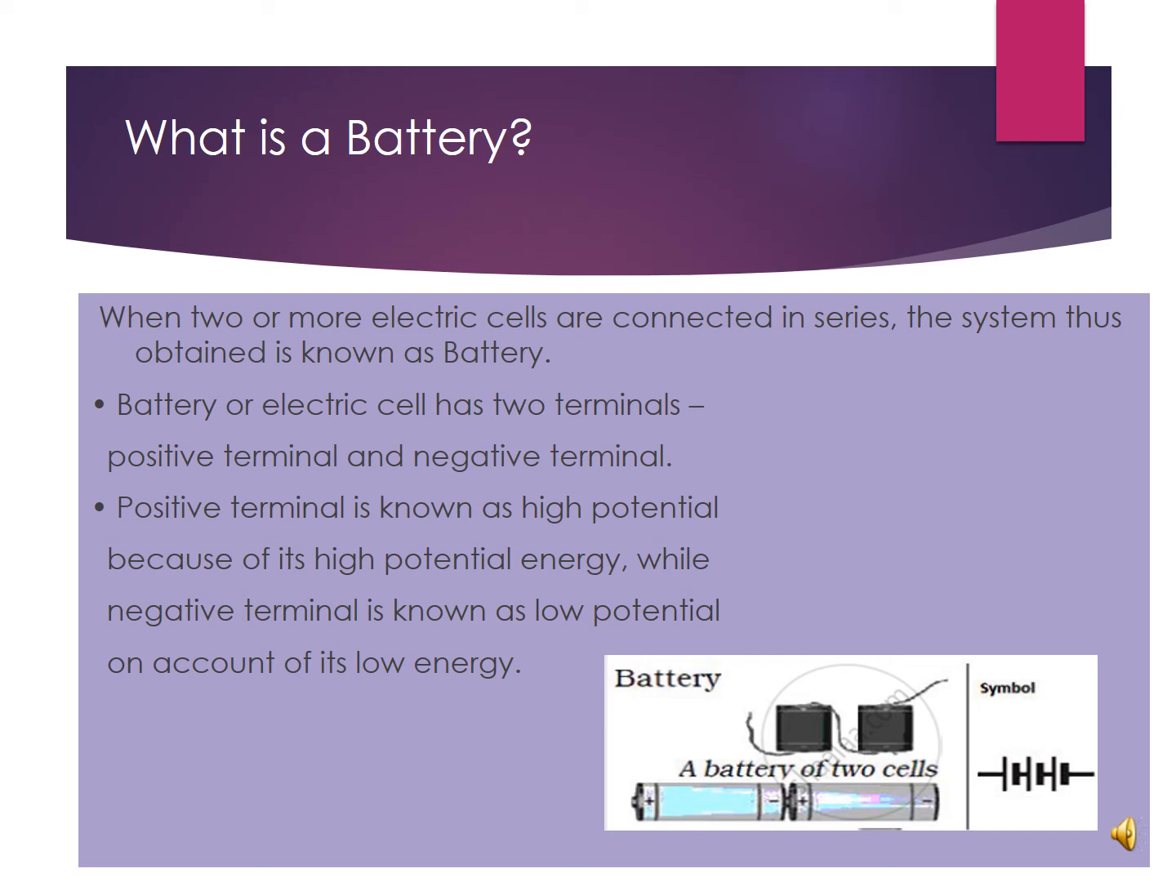As we were discussing, what is a battery? A battery is nothing but two or more electric cells which are connected in series. That system is called a battery. It is the source of producing electrons. A battery or an electric cell has two terminals, positive terminal and negative terminal. The positive terminal is known as high potential because of its high potential energy, while the negative terminal is known as low potential on account of its low energy.